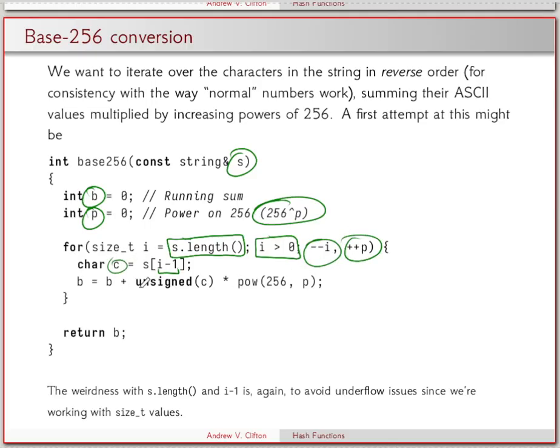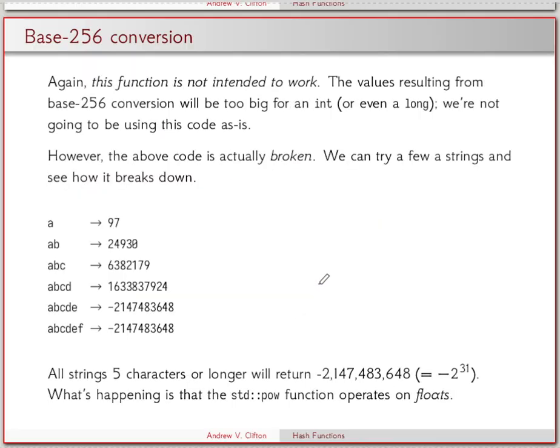So we take our character, we multiply it by using the pow function to get 256 to the pth power, and then we increment P to move on to the next power, and add that into our summation, and we return the value at the end here. Now again, this function won't work. It's got a few problems with it that we'll fix, but even if you fix all those problems, this still won't work, and that's fine. That's expected here. This is not intended to work.